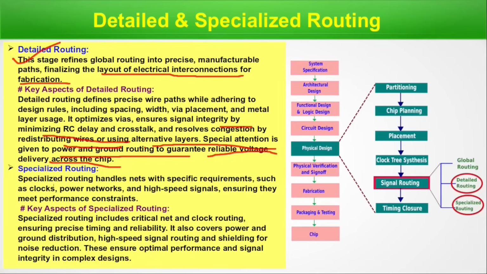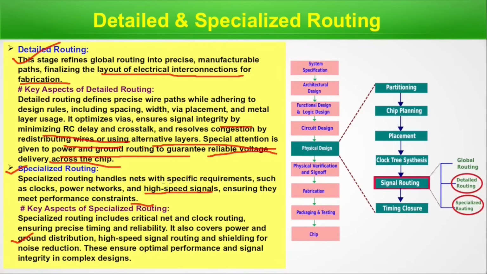And now specialized routing. Specialized routing handles nets with specific requirements such as clock, power network, and high-speed signals, ensuring they meet performance constraints. So special net, special care, and specialized routing. Key aspects of specialized routing. It includes critical net and clock routing, ensuring precise timing and reliability. It also covers power and ground distribution, high-speed signal routing, and shielding for noise reduction. This ensures optimal performance and signal integrity in complex designs. So these are key aspects of specialized routing.